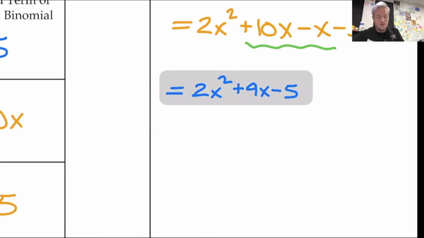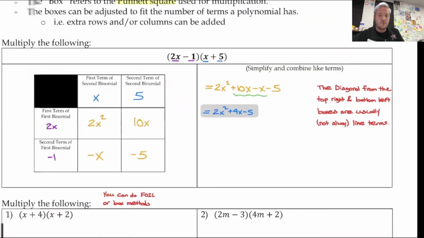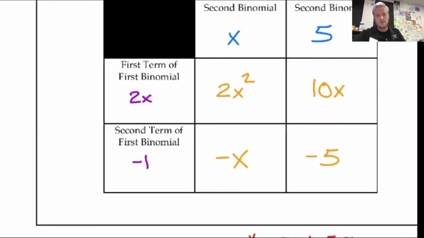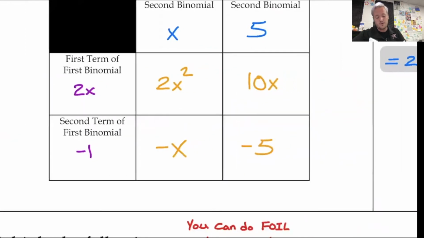There we go. All right, so just another little note for you guys right here. The diagonal from the top right to the bottom left boxes are typically like terms. So when we're multiplying binomials like this, they're going to be like terms. But it's when you start multiplying higher order degree polynomials times various degree polynomials that's going to be a lot for later on. But what I mean by the diagonal is these right here. So 10x and negative x, the diagonal from the top right to the bottom left, those are your like terms.